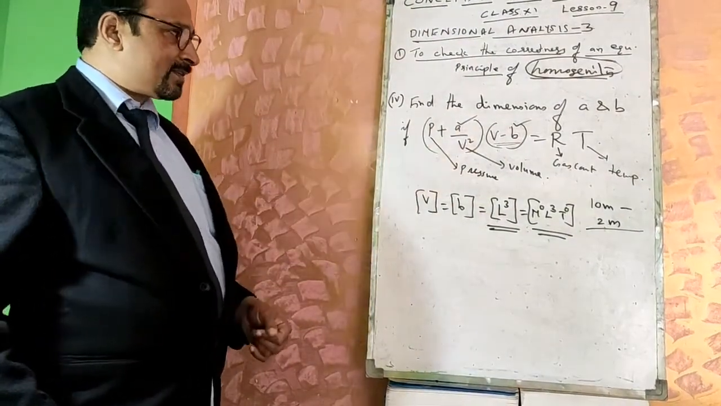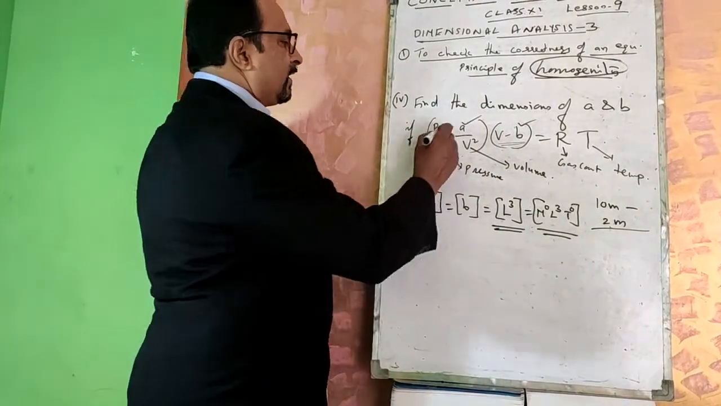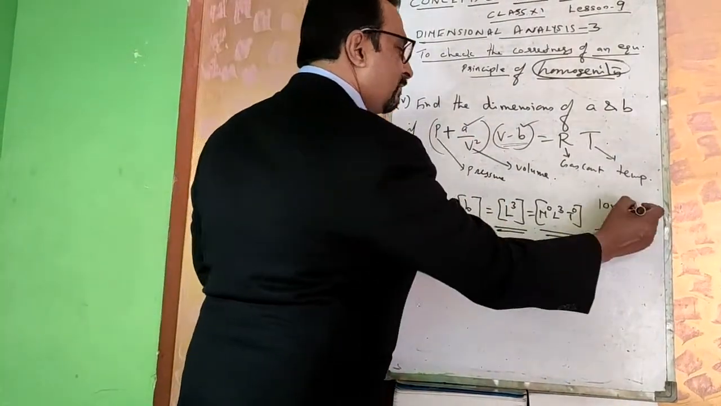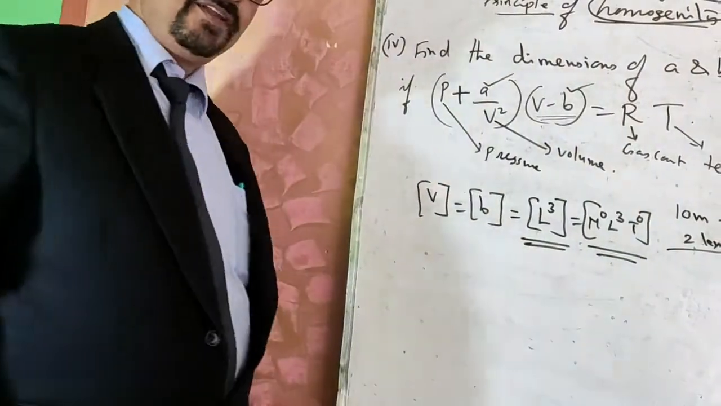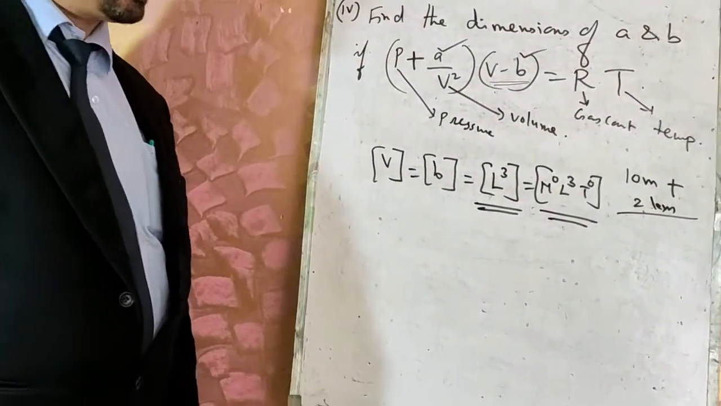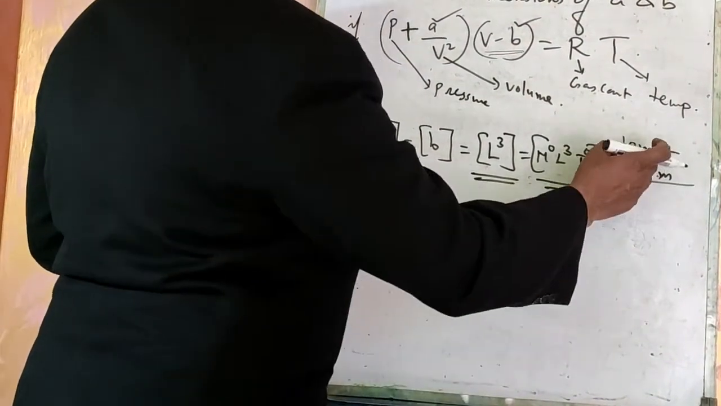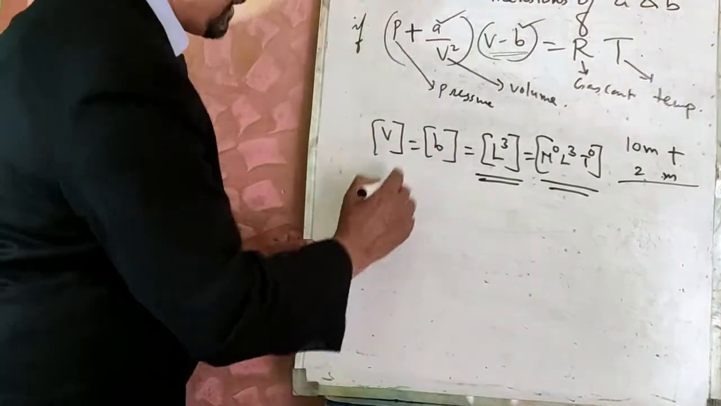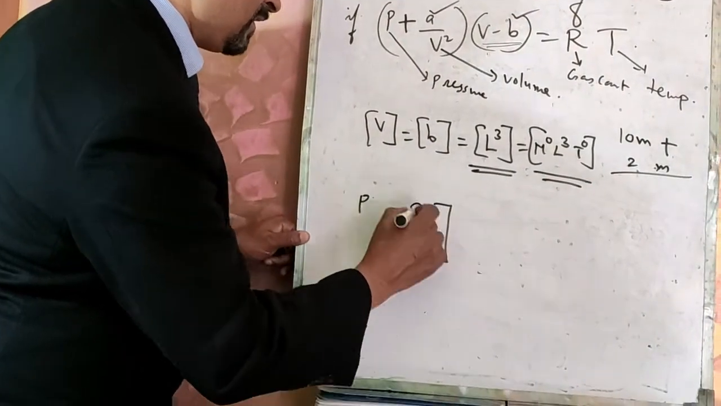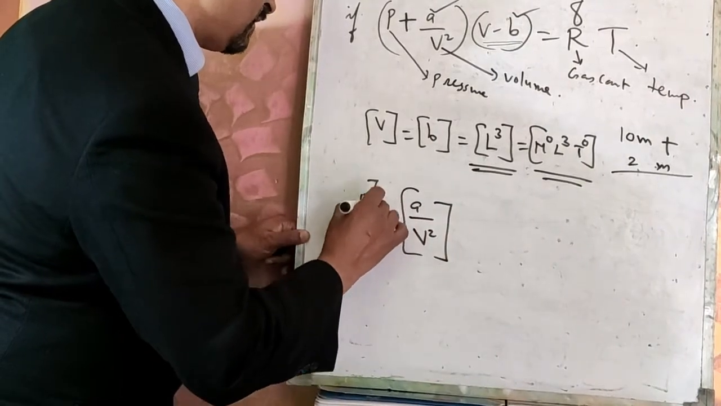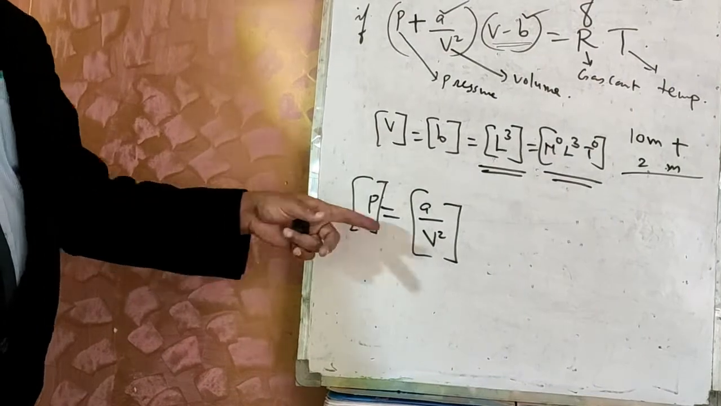Now you see, what is left now? A is left. Now here again you can see an addition. 10 meter plus 2 kilometer. Will you get the answer? So here also the answer is not possible. Only meter can be added with a meter. Length can be added with a length. Pressure can be added with A by V square. Meaning the dimension of A by V square and the dimension of pressure are the same. That's called principle of homogeneity.